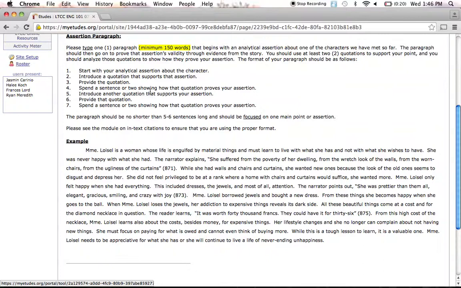Okay, so after the assertion, the topic sentence if you will, and showing how the quote proves your assertion, you want to introduce another quotation. Again, it helps to have a little background, even if it's something like "later on in the story, whatever happened." Just a real short explanation of where the quote comes in the story, period, and you follow it up with your next quote. Then you spend a sentence or two showing how the quote proves your assertion.